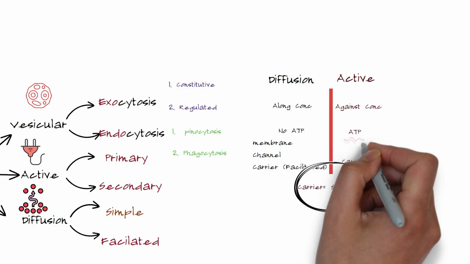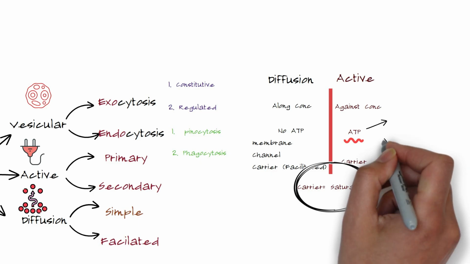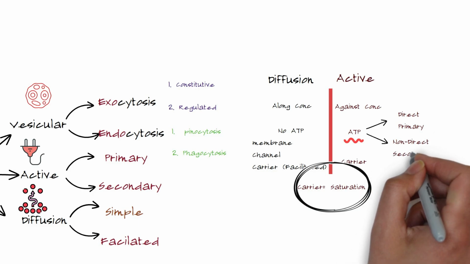Regarding the ATP in active transport, if the ATP provides the energy directly, this is a primary active transport. But if it's indirect, this is the secondary active transportation.